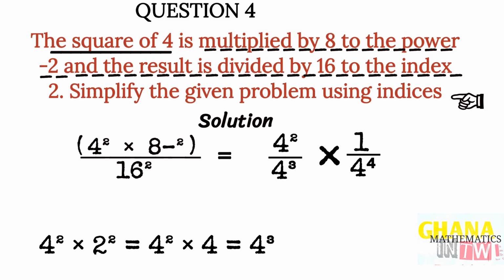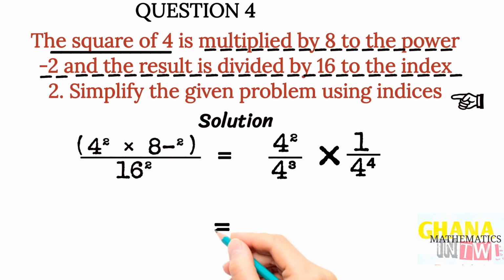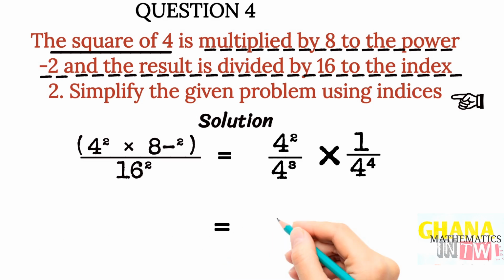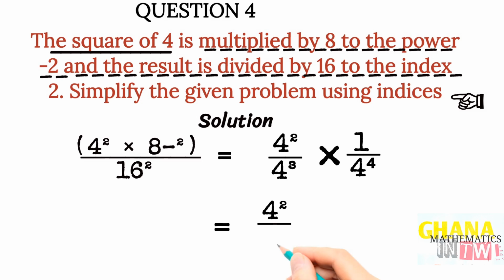And there is the point we call work done. So 4 squared times 1 is the same as 4 squared, all over 4 raised to the power 3 times 4 raised to the power 4. We write only one 4 because they are the same base. Do you remember? We add the powers. 3 plus 4 is 7.